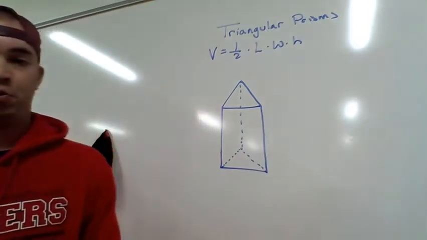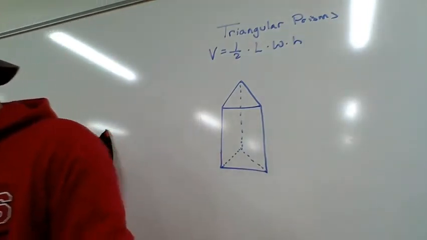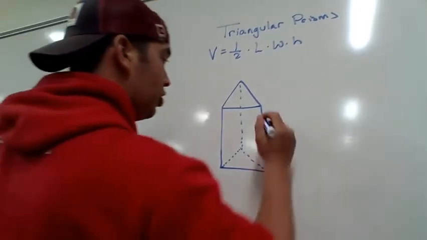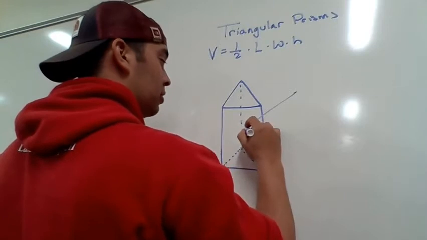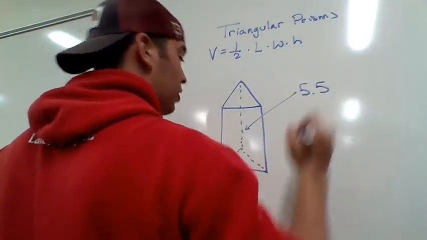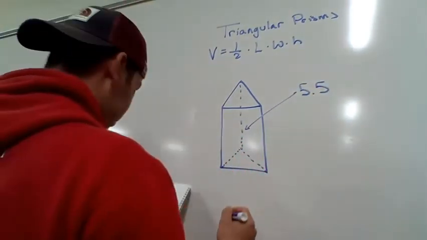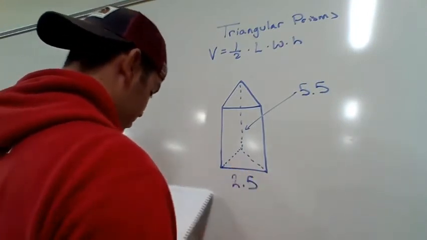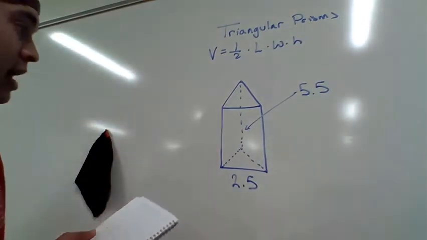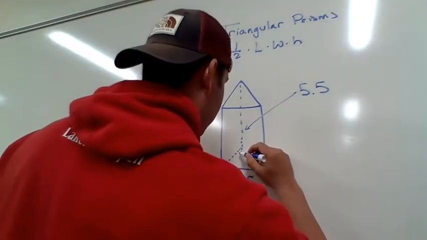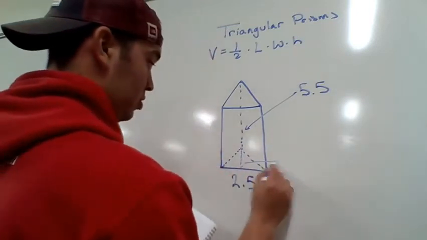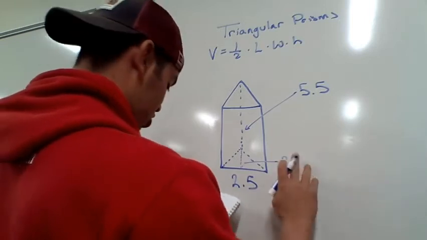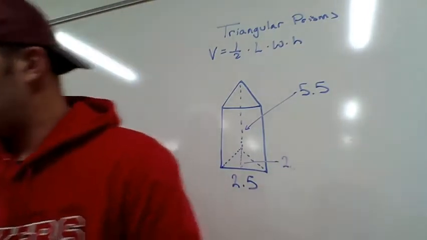Okay, triangular prism. With that being said, I'm going to write our numbers down. So we have a height. Our height is going to be this dotted line back here of 5.5. 2.5. And then the last thing is we haven't done this part right here, and that's going to be 2. We haven't done any centimeters, just 2. Hopefully you guys can see that.